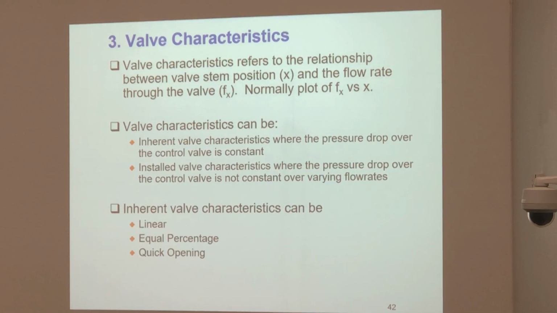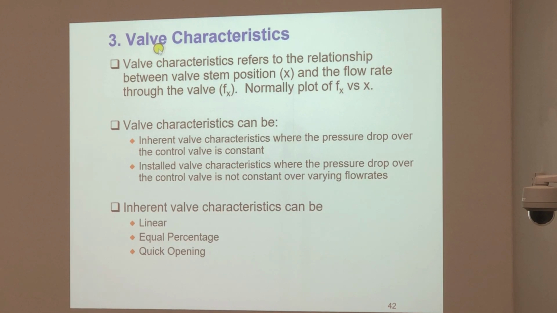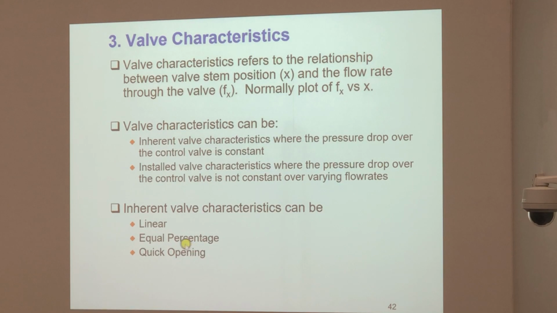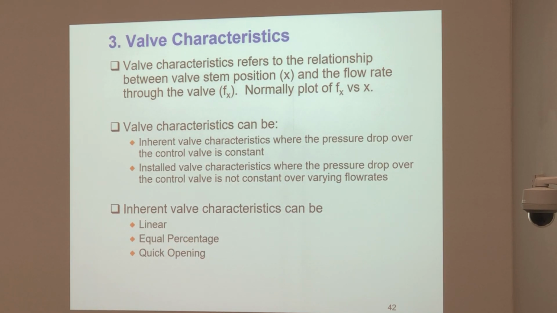Okay. The third category is by characteristic. All this is not very important, you can read it yourself. I want to bring your attention to this one. We have three types of characteristic for the control valve. The first one is linear, the second one is equal percentage, and the third one is quick opening. These all link to the fx itself.